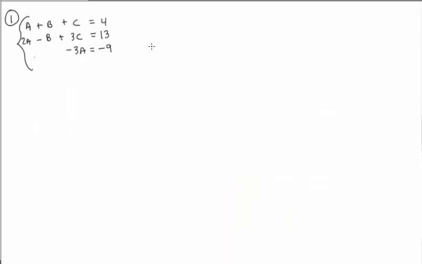We're going to discuss Cramer's Rule next. In Cramer's Rule, we do something similar to the row echelon form. 1, 1, 1, 4. 2, -1, 3, 13. These are the coefficients. -3, 0, 0, -9. Like this. So I'm going to solve for one of them, just so you get the point.